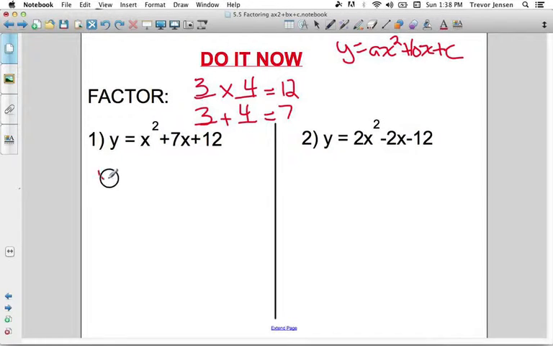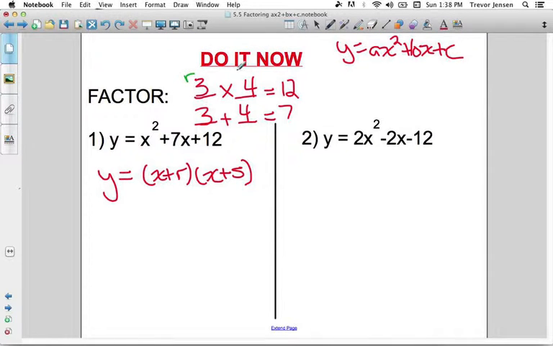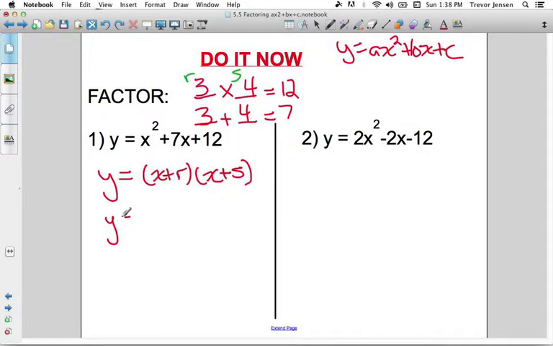So all you have to do now is put those numbers, 3 and 4, into the expression x plus r times x plus s. You put them in for the r and the s. These two numbers that you found that satisfy the product and sum are your r and s values. Plug them into this expression. So x plus 3, because 3 is our r value, times x plus 4, because 4 is your s value. So now you've factored this quadratic.